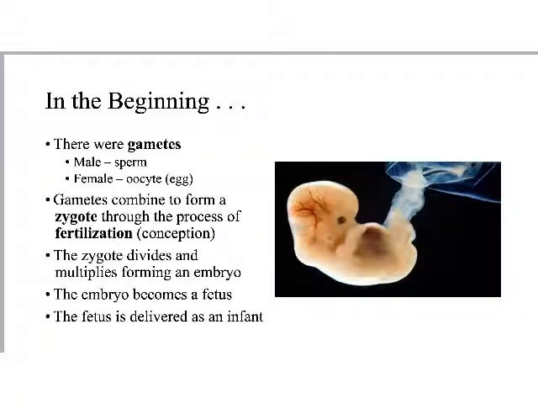So the gametes, a sperm from your father and an oocyte from your mother, join together. And once those two gametes come together and form one new cell, that new cell is called a zygote. And the process by which two gametes come together and form a zygote is fertilization. Or again, commonly we call that conception.